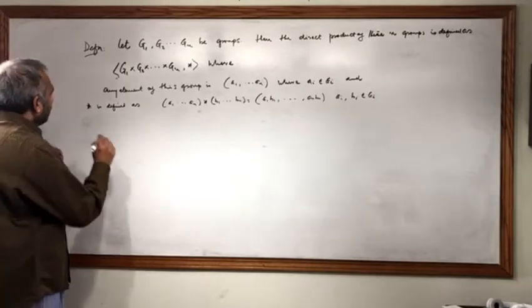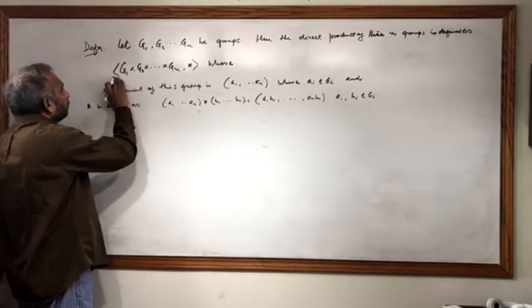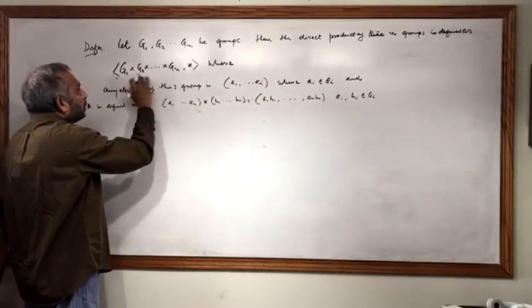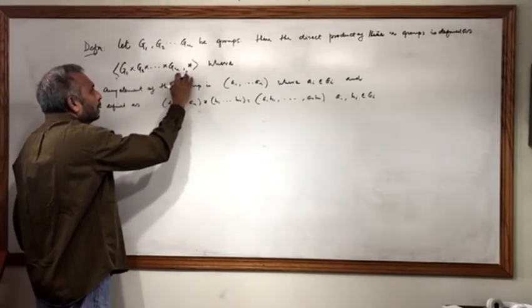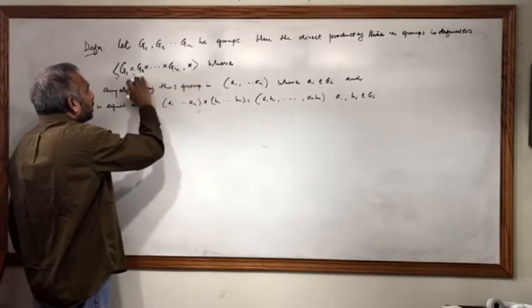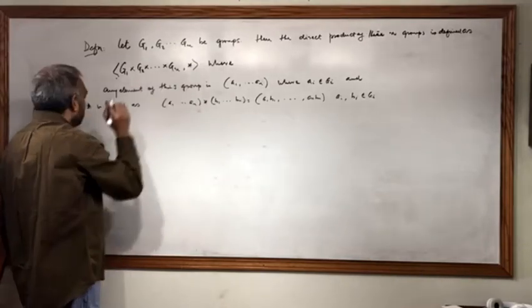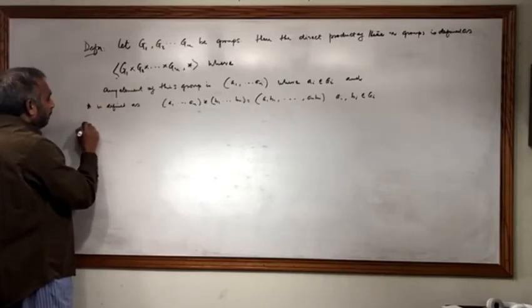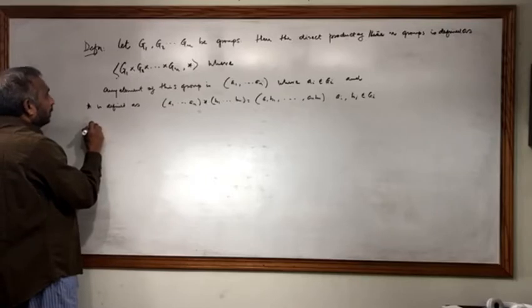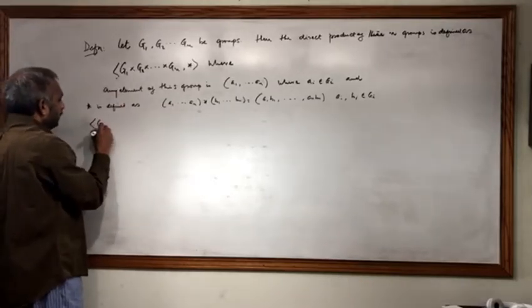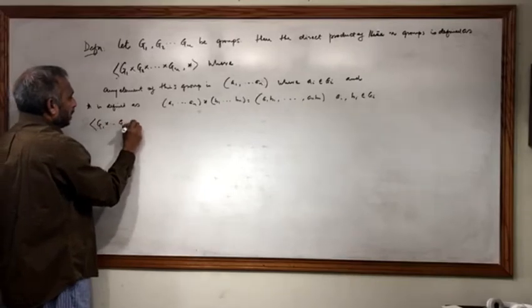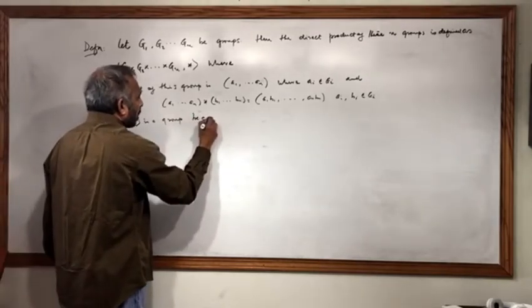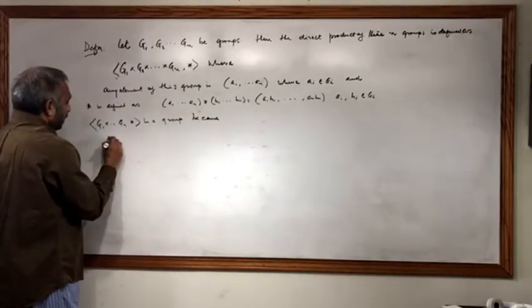Now we need to establish that this is really a group, meaning we need to prove that all the group axioms are valid. So G1 cross ... cross Gn with star is a group because star is closed.